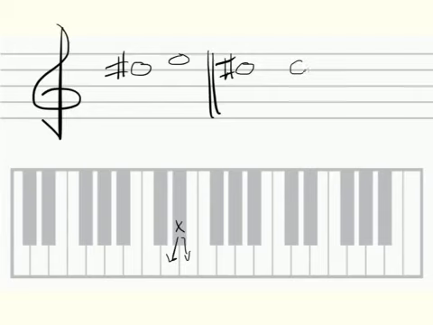Now in this case, this is something to be very careful about. Because these are written in the same bar, this D sharp here actually applies to this note as well unless we cancel it. So we have to make sure in this case that we put a natural sign beside that D so that we know that we're going from D sharp down to D natural.